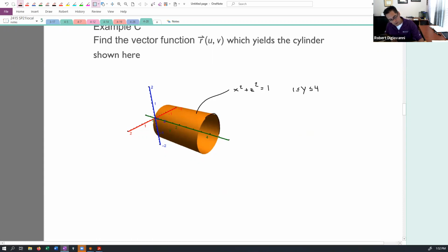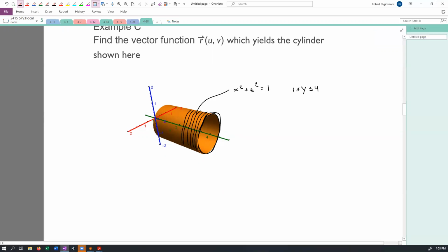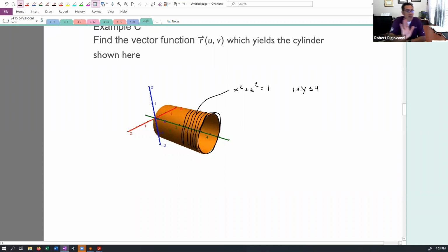Well, I can do this by drawing a circle, right? I can draw a circle, and then I can draw another circle, and then another circle, and another circle, and another circle. All of those circles have the same what? Radius. The only thing that's changing is you're going to slide that circle back and forth, right? So let's see if we can do that.